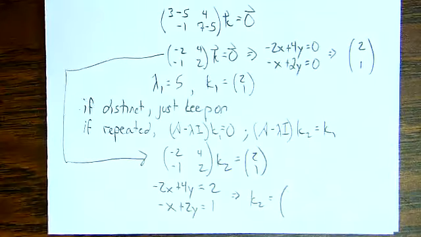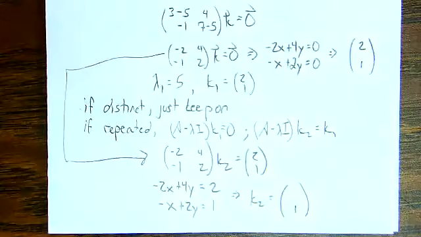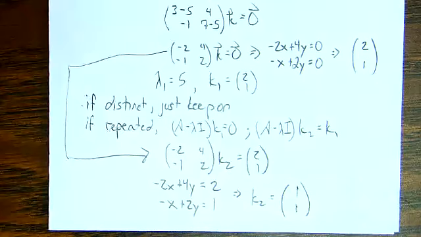So letting y in this case be equal to 1. If y is equal to 1, then I have -x plus 2 equals 1. So subtracting 2 from both sides, I get -x is equal to -1. So x must be equal to 1. And so that's our second eigenvector.